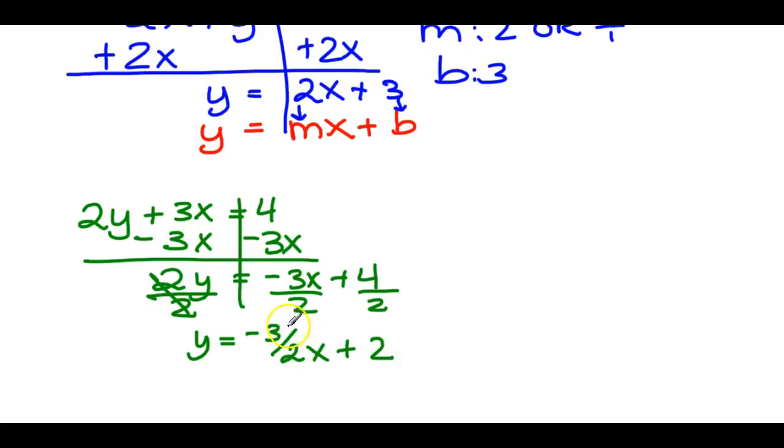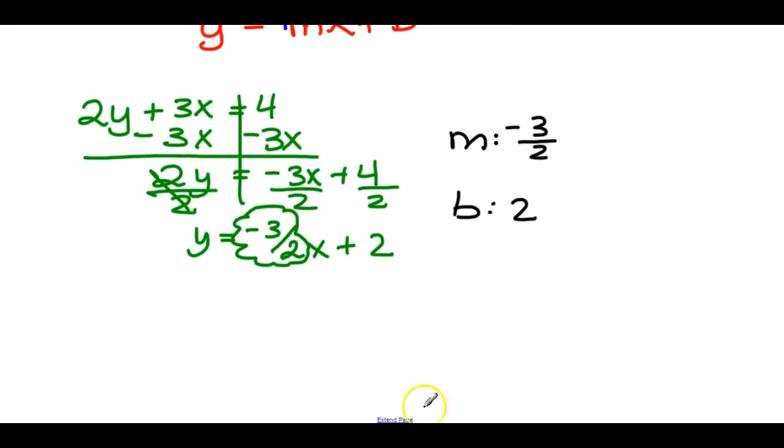So my whole point of this is I want to keep this as a fraction, because when we start graphing this, our slope is going to be rise over run. So our m value here is a negative 3 over 2, and that's perfectly fine. And our constant, or the y-intercept, is going to be 2. We're just going to leave it like that.